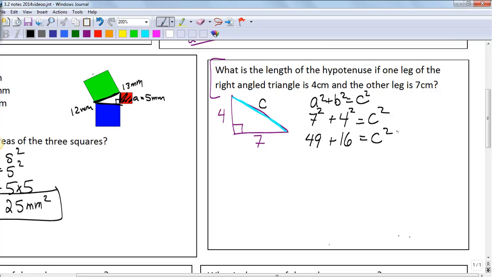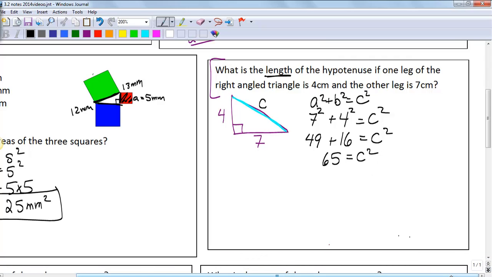So into your calculator you go, or maybe you got this one in your head. Right, we've got 65 equals c squared. Awesome, great, good to know. But you want to find the length, right? If this is squared here, this means you've got the area.